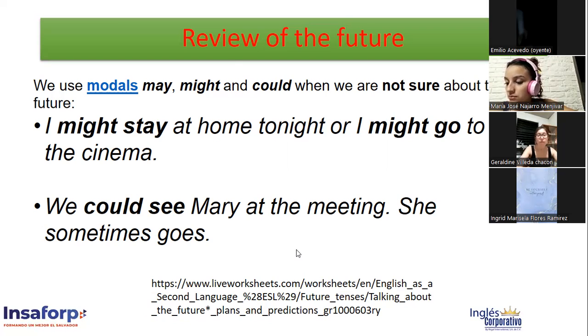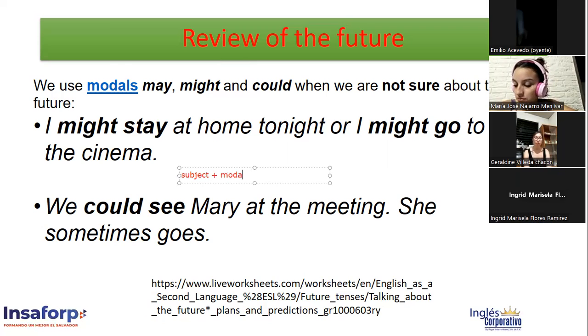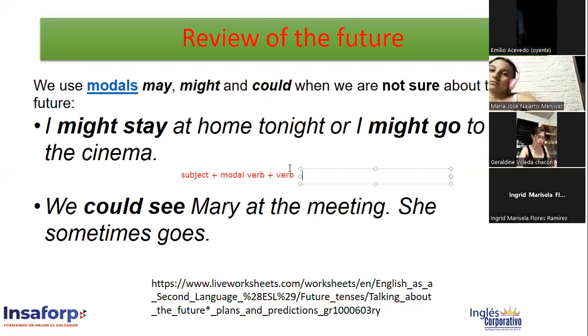Good. So as you notice, the structure is very simple. Subject plus the modal verb plus the verb. The modal verb could be may, might, or could. Subject, modal verb, and verb plus the complement. I forgot. Plus complement with a future time expression.